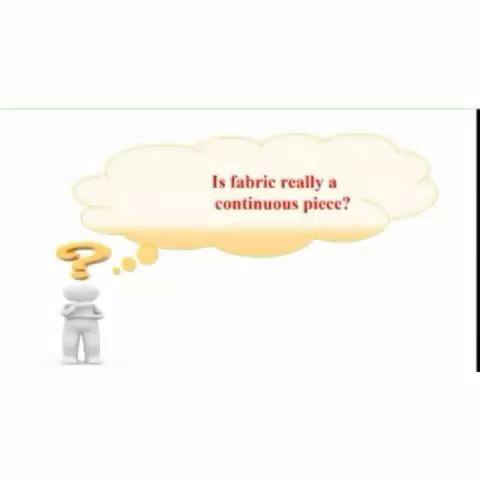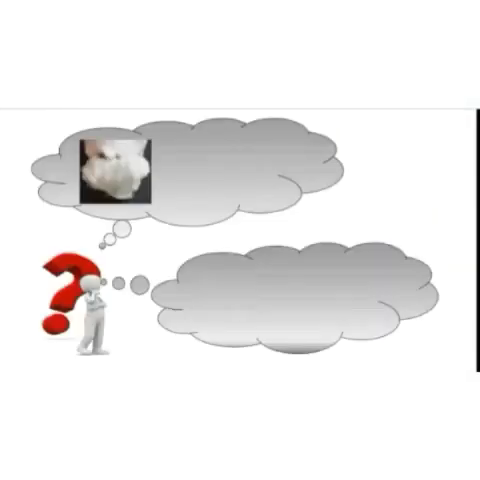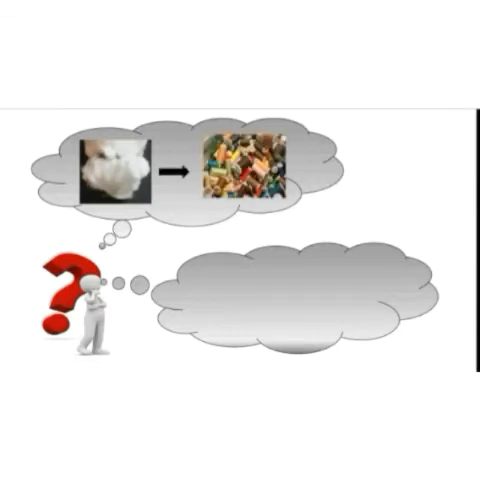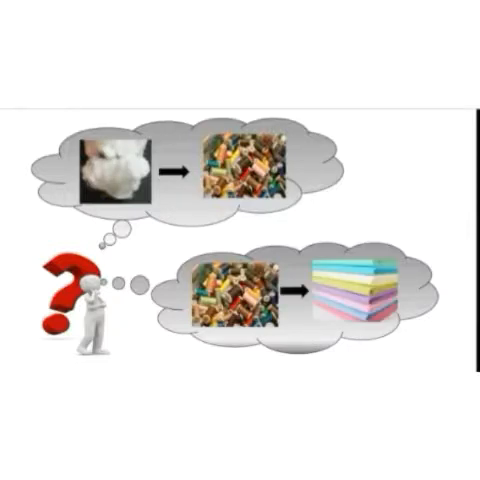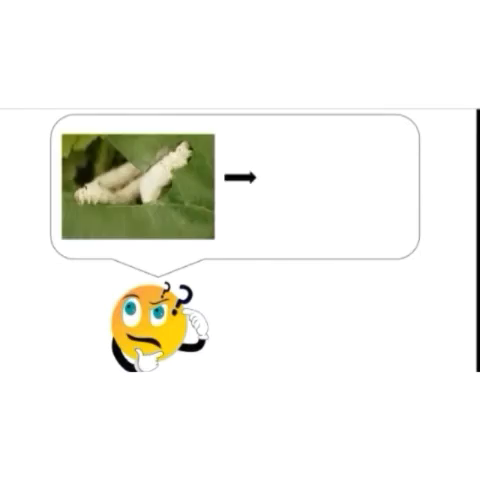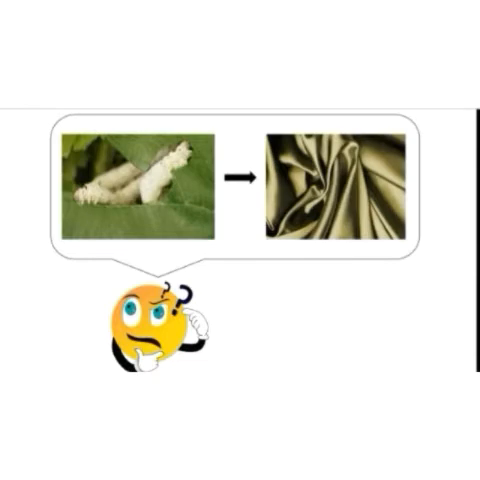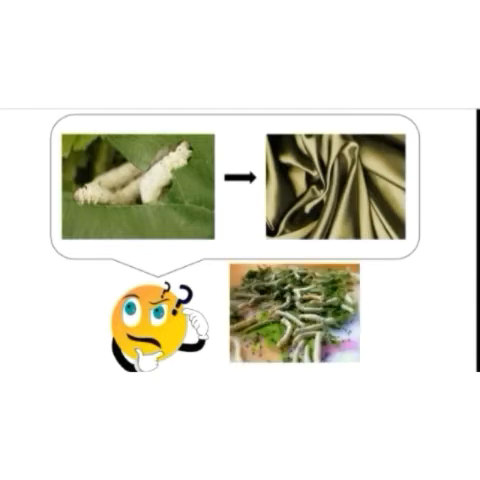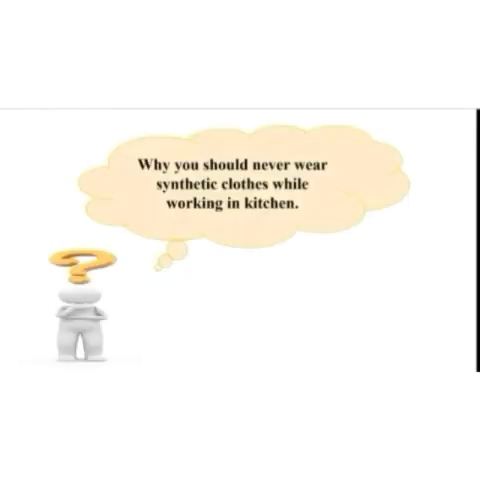Apart from this, we will try to answer some very interesting questions such as: is fabric really a continuous piece? How does a lump of cotton like this get converted into threads? Or how do these threads ultimately become fabric? How does a tiny creature on earth, that is the silkworm, give us the very expensive silk fabric by killing itself? Yes, it gets killed in this process. Why should you never wear synthetic clothes while working in the kitchen?